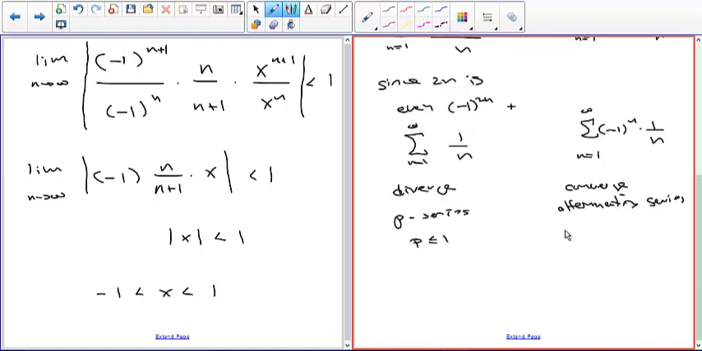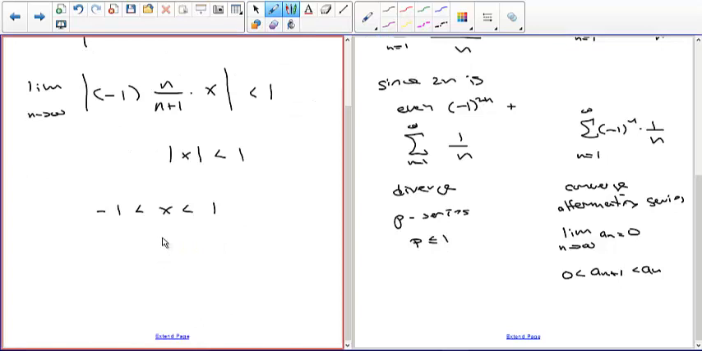And it converges because the limit as n goes to infinity of a sub n equals 0, and a sub n plus 1 is going to be less than a sub n. So those are the requirements. Those are the convergence criteria. This is the kind of series. That's the result. This is the kind of series. This is the convergence criteria. That's the result. So we can go back over here.